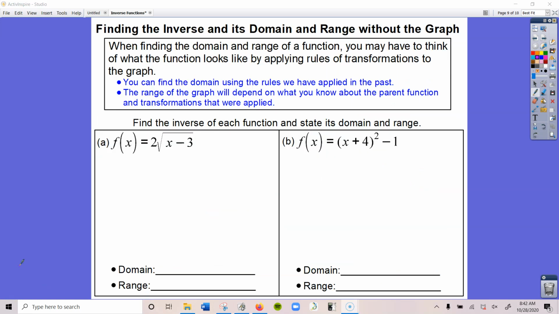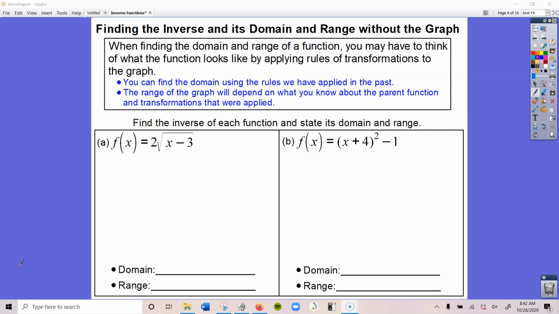Now, if we're trying to find the domain and range of an inverse function, it is helpful to first find the domain and range of the original function before we begin. So when you're finding the domain, we already know how to find domain algebraically. But for range, you may need to remember what your parent function looks like and what transformations were applied in order to figure out what the range would be. So we look at any kind of vertical transformations for the range, since range are the y values.